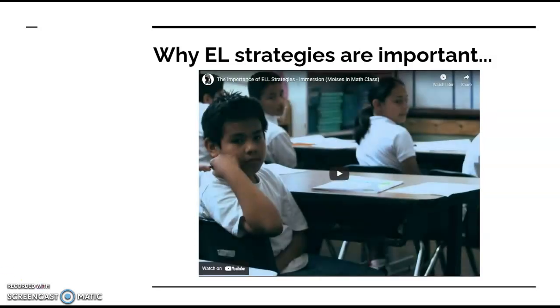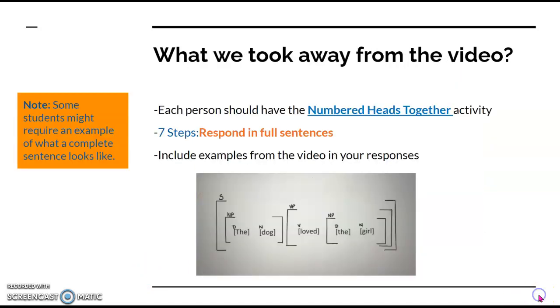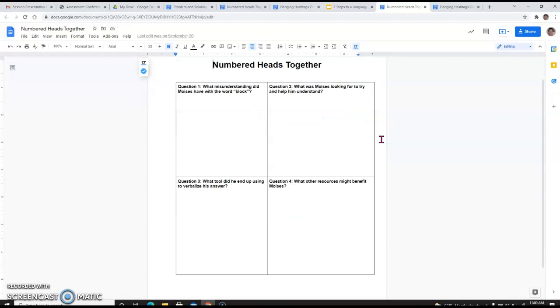So that gives us an idea of what are some of the experiences that our English learners go through. And to actually get a chance to discuss a little bit more from the video and discuss what we took away from the video, I had everyone do this activity that's called Numbered Heads Together. What I usually would have done is I would have numbered you guys off into 1 through 4, so each one would be assigned to a different number. And you guys would be grouped in groups of 4, and as a group, you would answer the following questions.